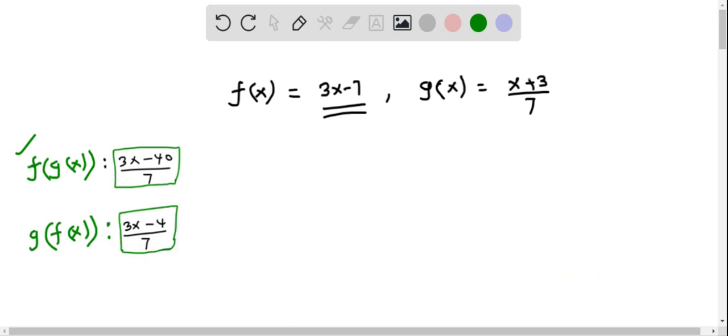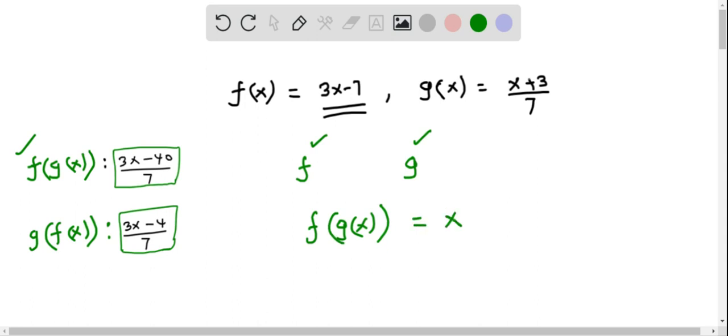Okay, now that we have determined the composition of the functions, that is f of g of x and g of f of x, we will now determine if f and g are inverse to each other. So considering f and g as functions, if we say that g is the inverse of the function f, then this has to be true. That is, f of g of x should equal x.